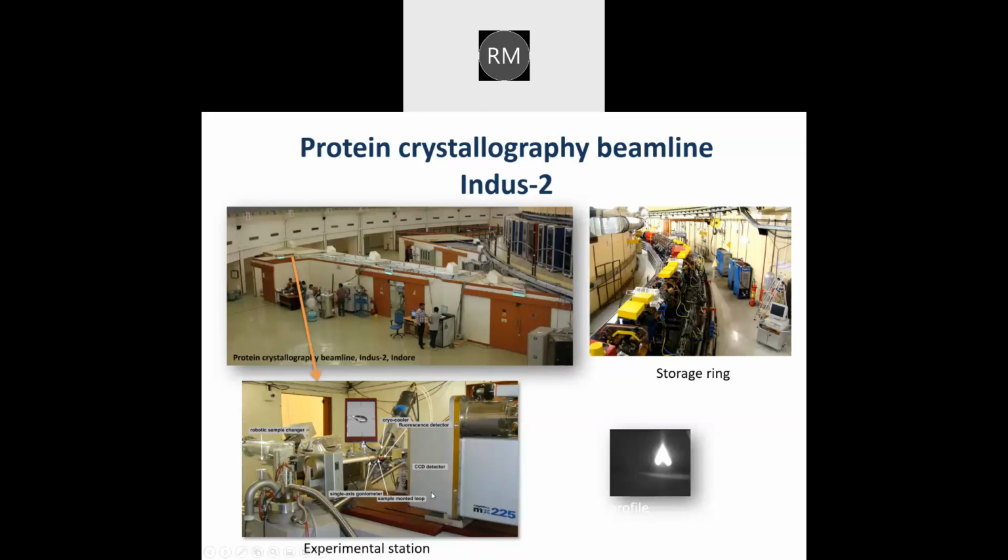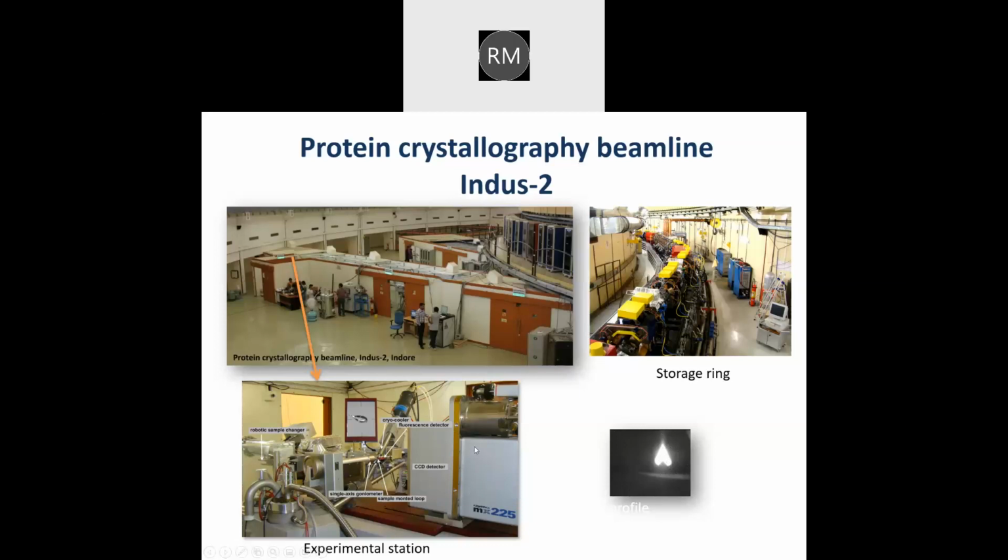And here you can see the diamond shape, which is the profile of the X-rays, which is very intense and which is seen by the X-ray cameras at this spot. And this is basically shined on the protein crystal, and you get a diffraction detected by the CCD detector.